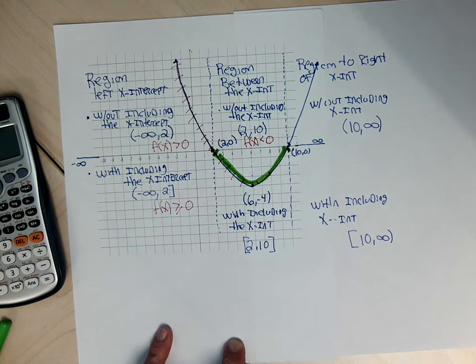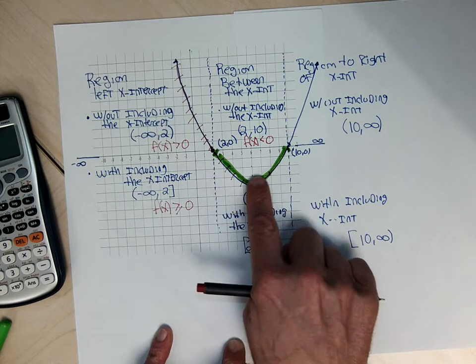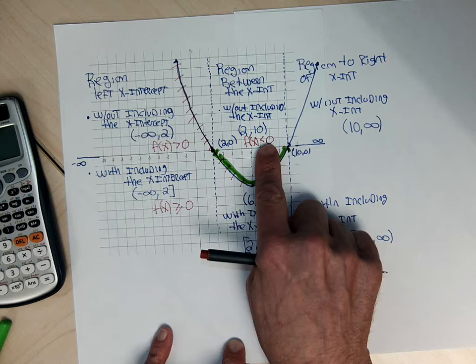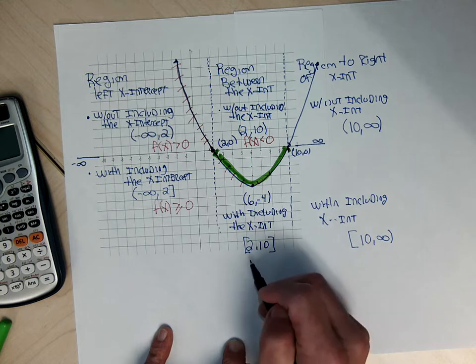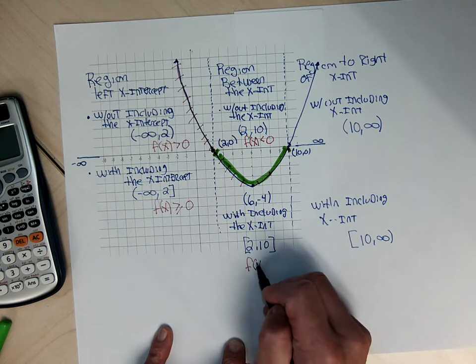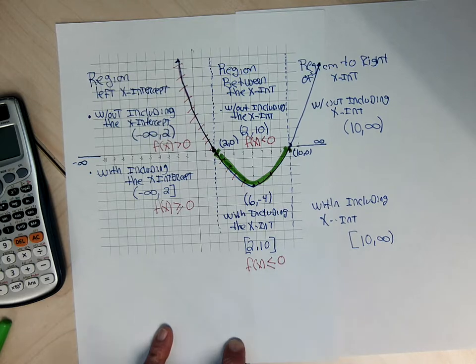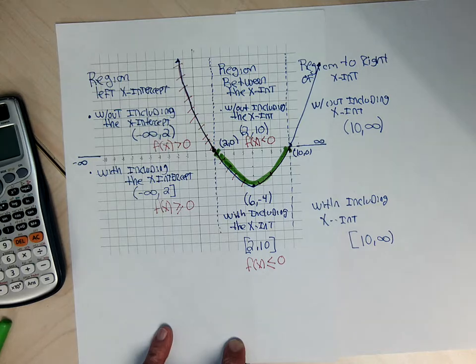For this region, I'm adding the x-intercepts. I'm taking the points between 2 and 10 where all the y's are negative and adding the x-intercepts where the y's are 0. For this region, I'd say the y's are either less than 0 or equal to 0. They're equal to 0 at the intercepts. They're less than 0 between the intercepts.